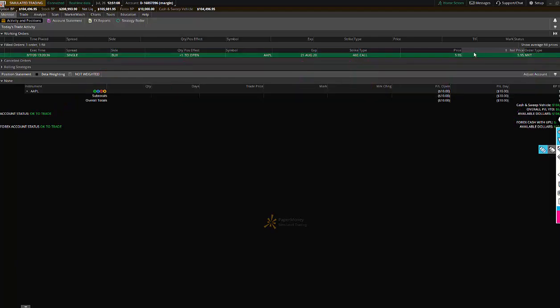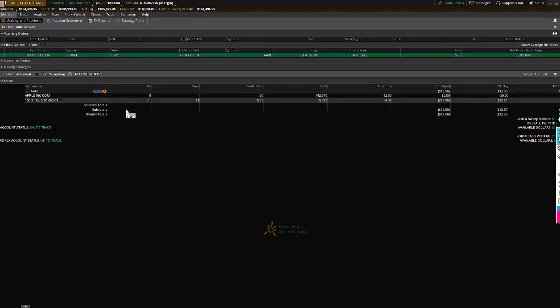Okay. So now we know that this is what we have on, and we'll see that this will flow through into your position statement. Right now in Apple, I'm long one of these, and the mark now is 582.5. Gone down a little bit. If we got in at 595, that's 12.5 cents. So the underlying has gone down approximately 20 cents since we got in.